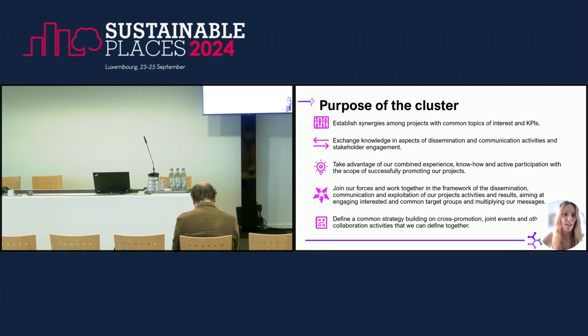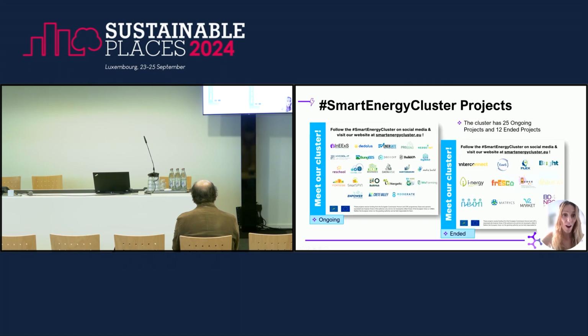Our goal is to define a common strategy that involves cross-promotion, joint events, and collaborative activities. This unified approach allows us to engage target groups more effectively and amplify our message about the importance of energy transition. Our cluster currently has 25 ongoing projects and 12 completed, covering a wide range of topics within the energy sector. Several of these cluster projects originated through SmartSPIN's earlier clustering activities, establishing a foundation for continued collaboration and growth.